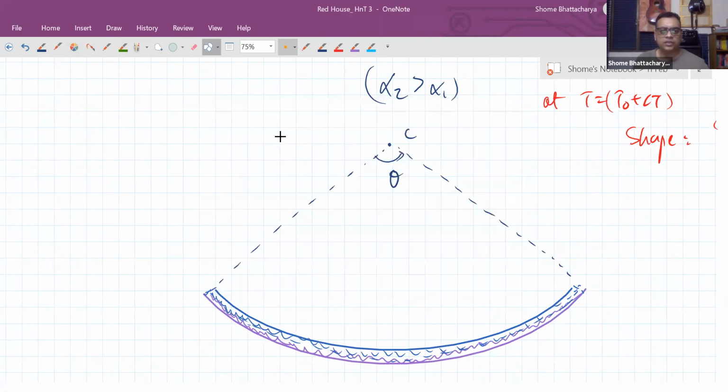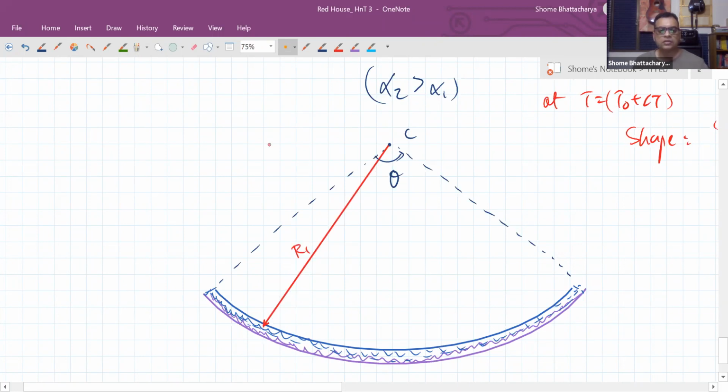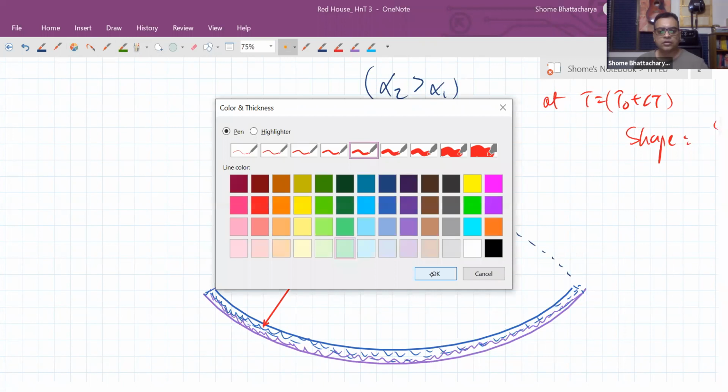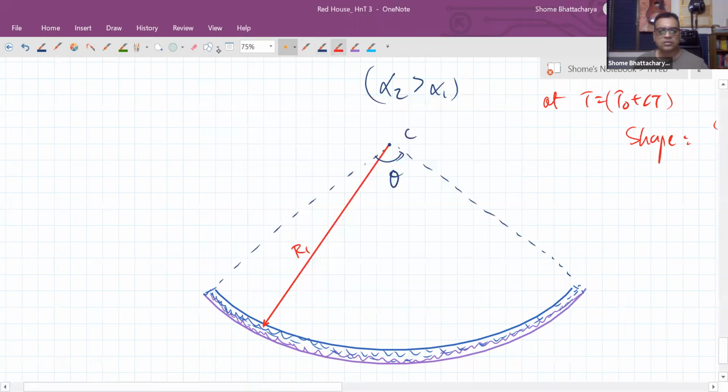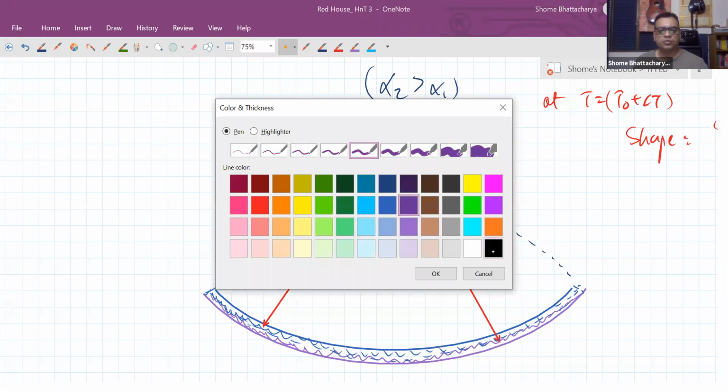Now, the radius of curvature of the first rod we take as R1. And the radius of curvature of the second rod is R2. You can see R2 will be slightly greater than R1. If you take the mean radius of curvature to be R.